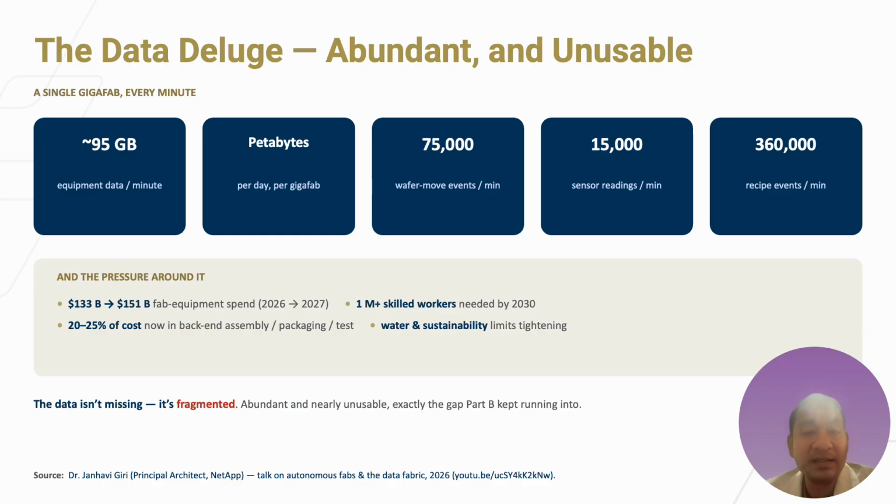Around all of that sit big pressures: equipment spending rising past $150 billion, a need for 1 million more skilled workers by 2030, and a growing share of cost in the final packaging and test steps. So the data is not missing at all. It is fragmented and hard to use, the very same gap we saw in the history.